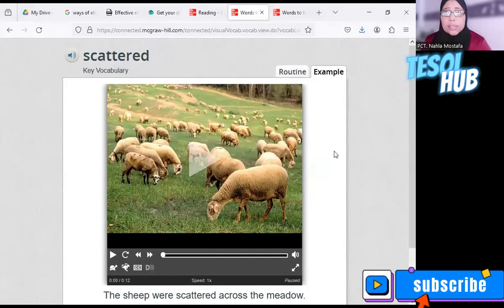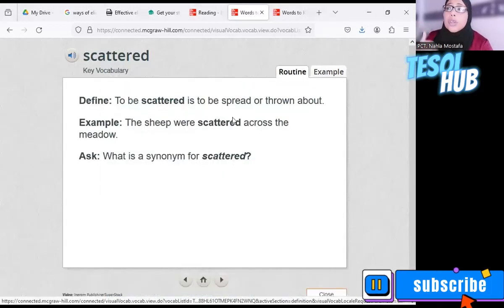They will start giving you some answers and you will start giving them some CCQs. Are they in the same place or are they everywhere? Are they gathered together or are they in different places in the picture? So what does the word scatter mean? In the same place or in different places? They will answer, and then you will reveal the answer. It means to spread or thrown about.